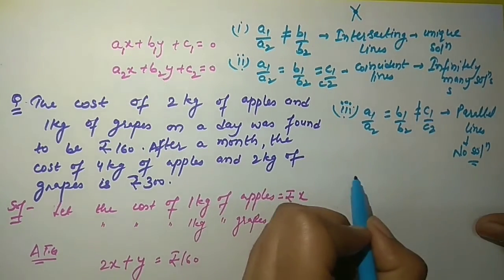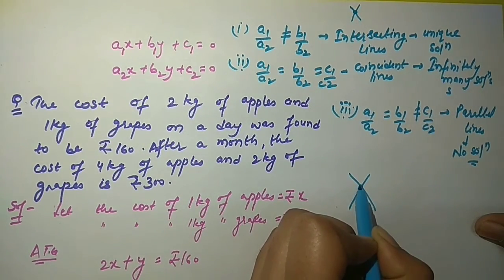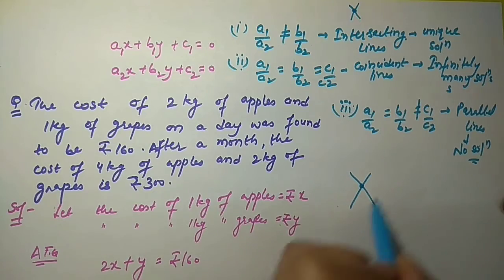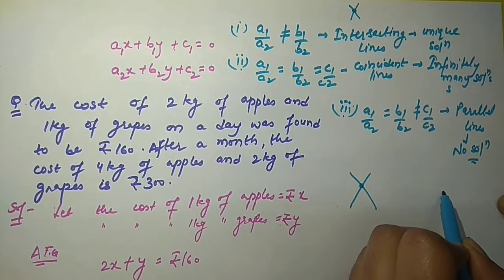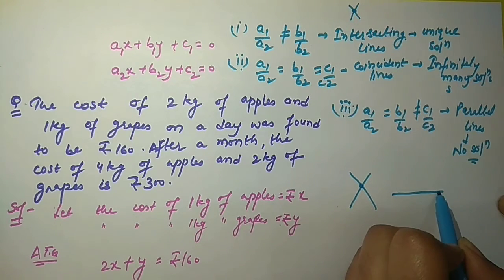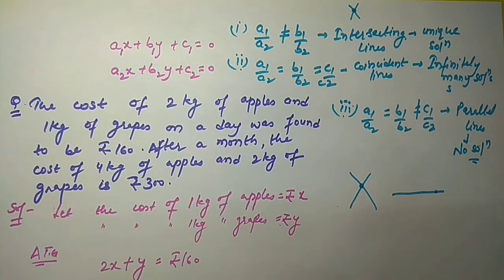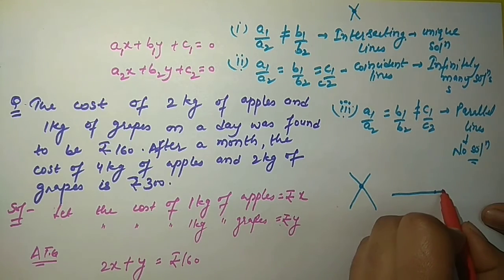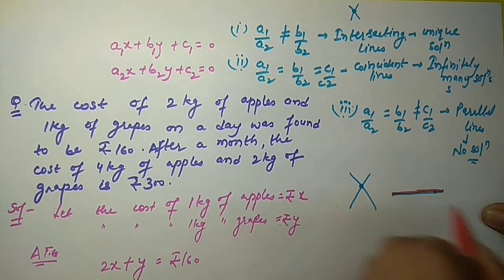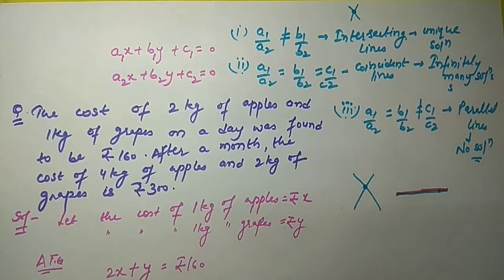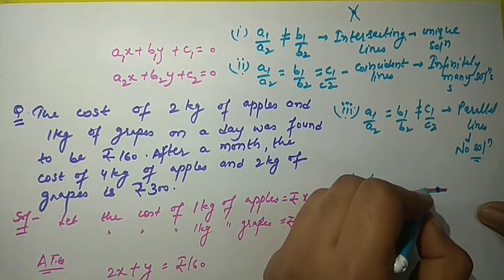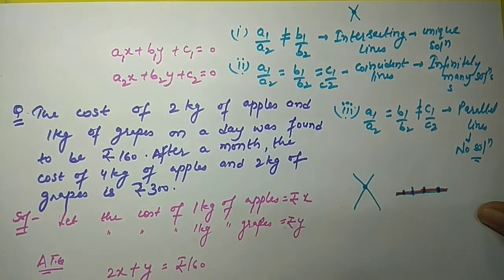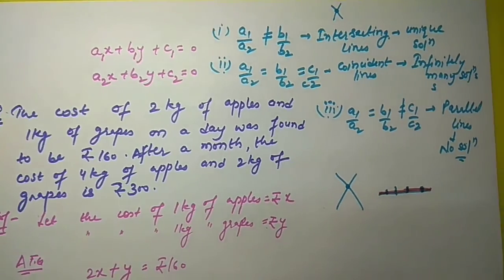For intersecting lines, we represent like this. These are the intersecting lines. They have one solution. Coincident line means over the one line there is another line. Means this is the first line and over that only we have another line. These are called the coincident lines. They coincide with each other, so they have a number of solutions. This is the first solution, suppose second, third, fourth. There are a number of solutions.